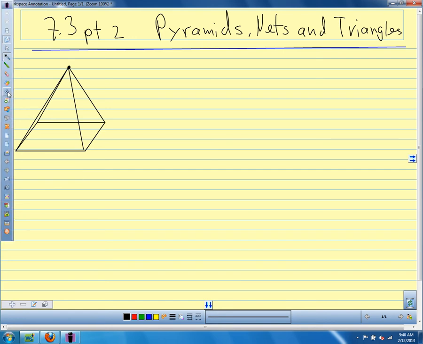And then let's draw in our slant height here. Here's our slant height that goes from the vertex down the side, and it makes a 90-degree angle with the base. So this is our slant height. And we said it's a square pyramid.